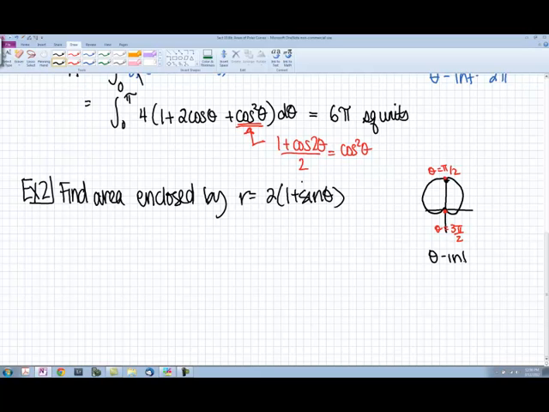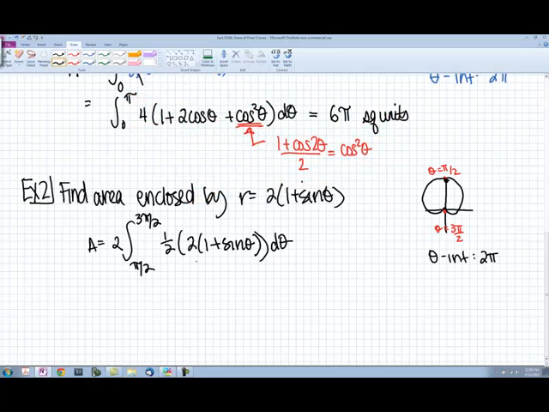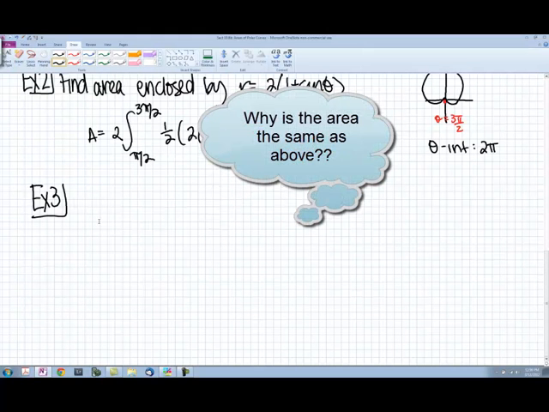My theta interval is 2 pi, 2 times the integral from pi over 2 to 3 pi over 2, and then plug in our 1/2 r squared d theta. Again, I'll leave this to you to finish off, and the answer is going to be the same as above, 6 pi square units.